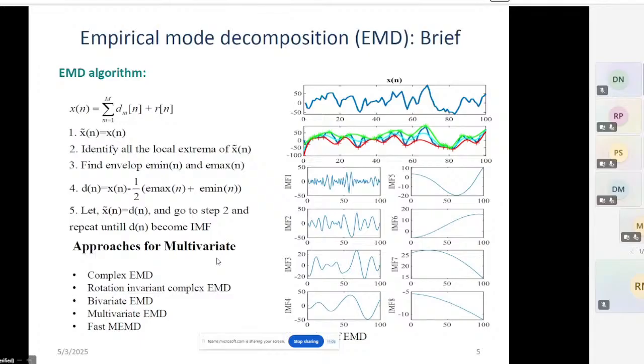So based on this concept, many approaches for multivariate signal processing or image processing have been proposed. That is complex EMD, rotation invariant complex EMD, bivariate EMD, multivariate EMD, fast MEMD, etc.